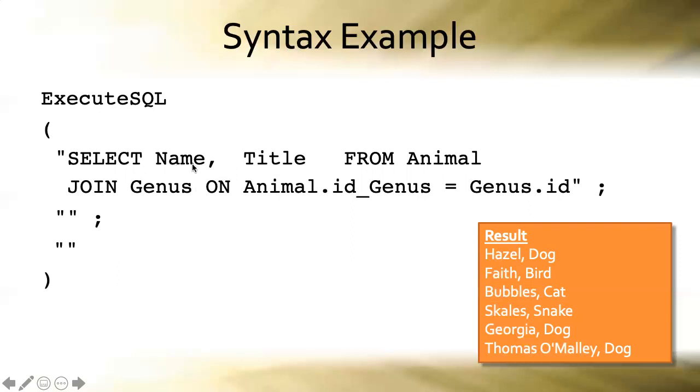Now, if there were two name fields, one in animal and one in genus, then we would need to prefix the field names here and here, perhaps in exactly the same way that you see being done here in the join statement. Since there's no ambiguity in this particular situation, the genus table does not have a name field. The animal table likewise does not have a title field. There was no need for us to prefix those field names with the names of their tables.